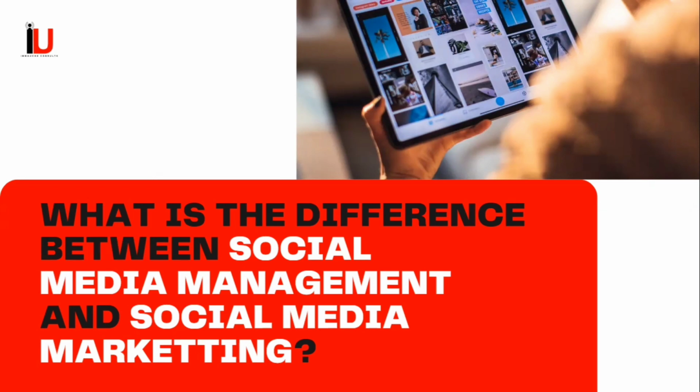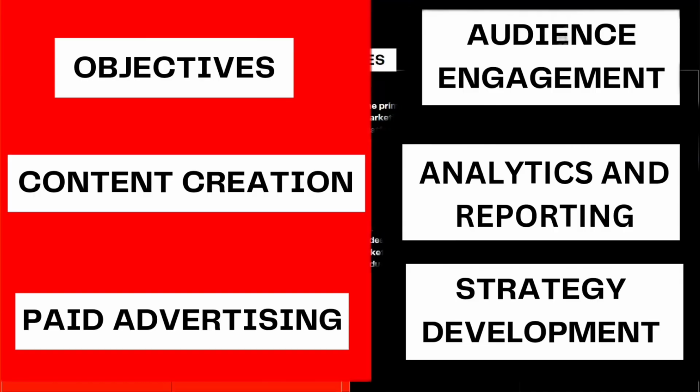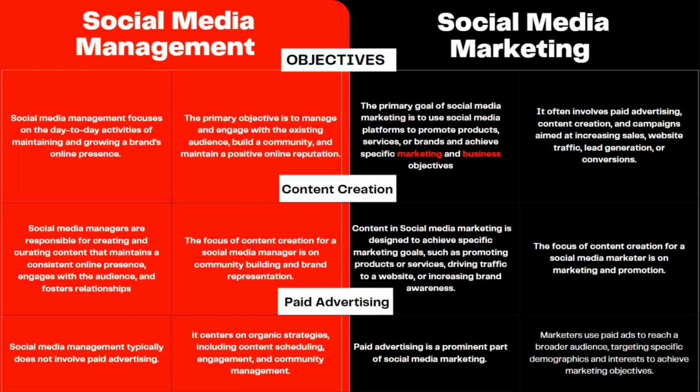The difference between social media management and social media marketing. We are going to look at these concepts in 6 different ways: in terms of objectives, content creation, paid advertising, audience engagement, analytics and reporting, and also strategy development. So let's start with objectives.